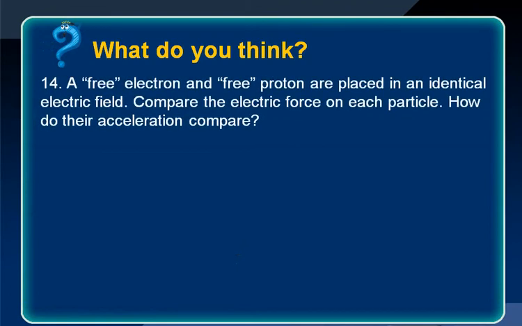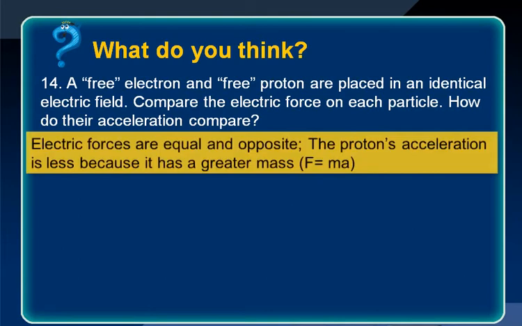Question 14. A free electron and free proton are placed in an identical electric field. Compare the electric force on each particle. How do their accelerations compare? Electric forces are equal and opposite. The proton's acceleration is less because it has a greater mass, and as you see here in Newton's second law, force is equal to mass times acceleration. The acceleration is inversely proportional to mass, so as the mass increases, the acceleration decreases.